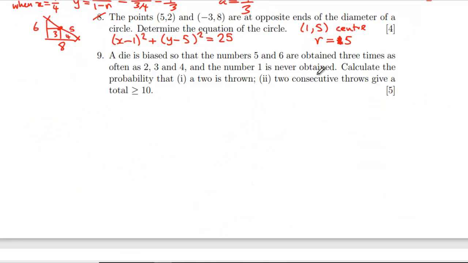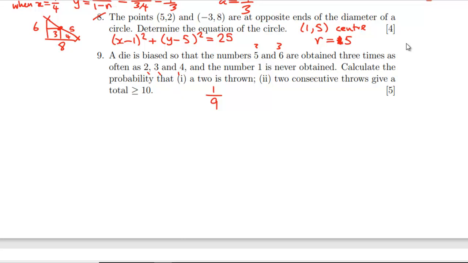Let's scroll down. Question 9, and it's nice to have a bit more space as well. A die is biased, so the numbers 5 and 6 are obtained 3 times as often as 2, 3, and 4. Number 1 is never obtained. Calculate the probability that a 2 is thrown. Right, so we've got 3 chances there, 3 chances there, 1, 1, and 1 there. So we've got 9 different outcomes in all of this. So a 2 must be 1 over 9.